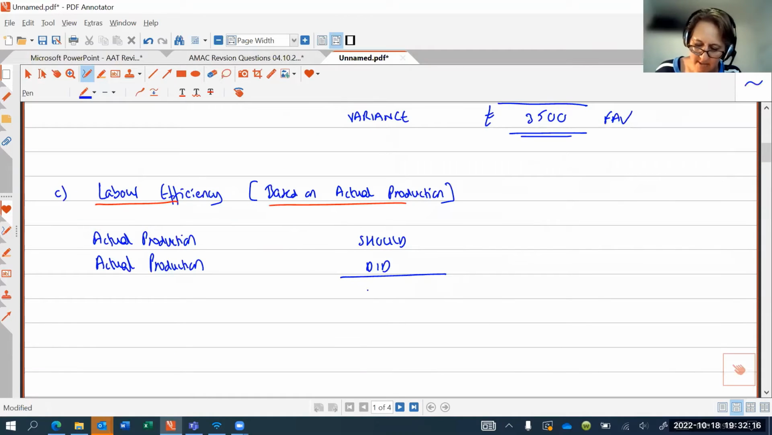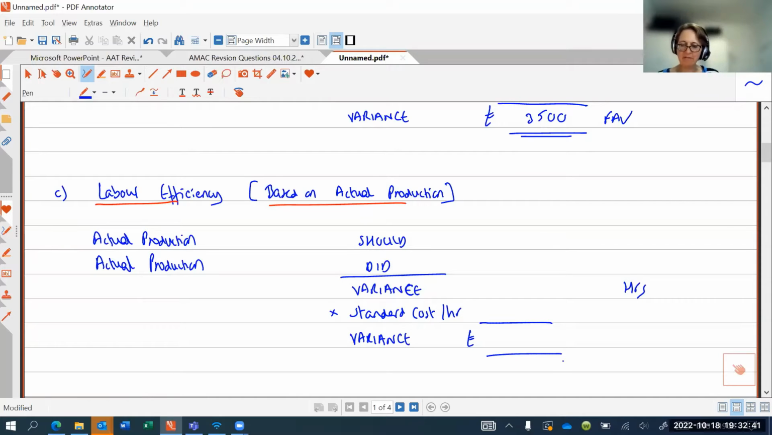I could say, okay, well, we need a variance. It's going to be in hours because it's a labour variance. I need to multiply it by the standard cost. It's a labour variance, that's the cost of an hour. And that will give me the variance in money. But apart from the fact that I've added the word hours into a couple of places, can you see how similar that variance is? It's almost a copy and a paste so far. I really haven't done anything that different.